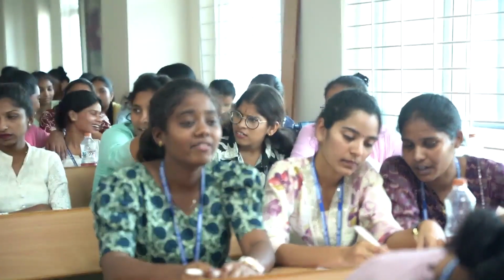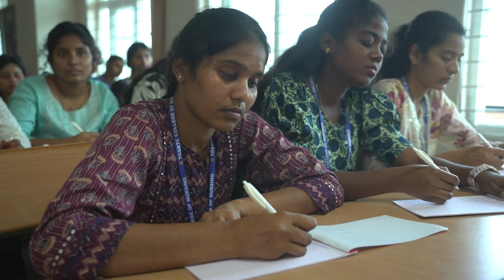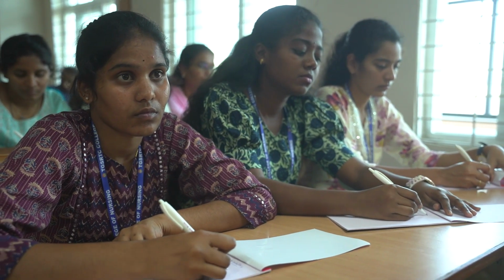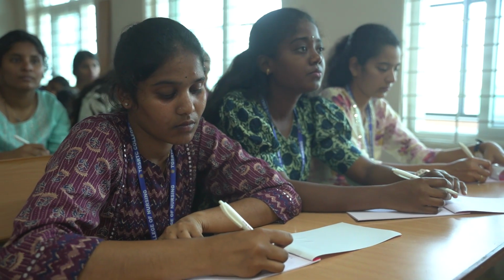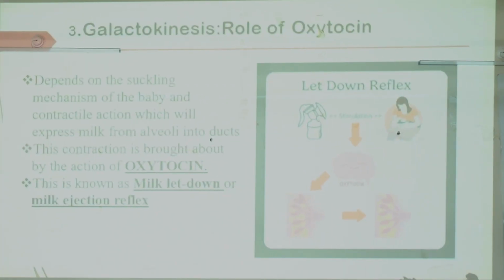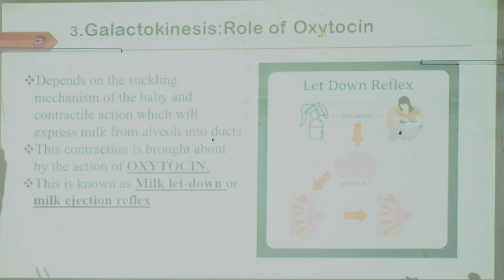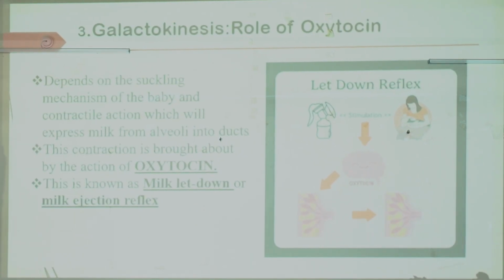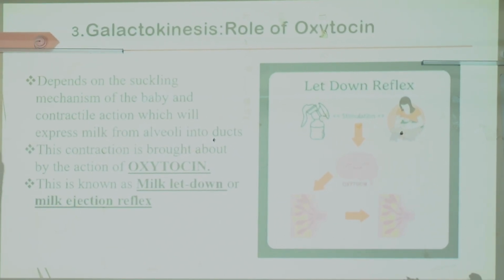Now coming to the galactokinesis, that is the expression of the milk or let down of the milk, which is given by the oxytocin hormone. So this oxytocin hormone, it's not like prolactin, which is produced now and acts for the next feed. This oxytocin is not like that. The stimulus for the oxytocin is also baby suckling only. Okay, stimulus for oxytocin also baby suckling. This reflex is going to the posterior pituitary and oxytocin is released, which acts on the breast within 30 to 60 seconds.